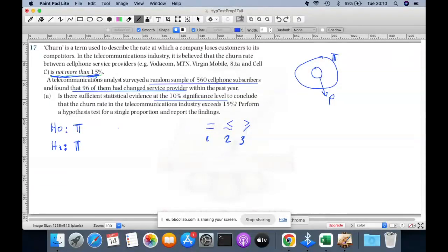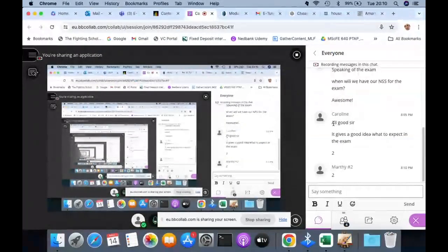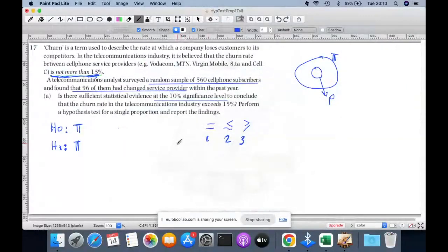Okay, I've got 2 takers. Very good. Well done. It is option 2. Yes, so that's what you use for H naught. You are correct. You use this: less than or equal to 15%. You can write 0.15 or 15%. Whether you want to write it as a decimal or percent, I'll leave it up to you, but both are correct.